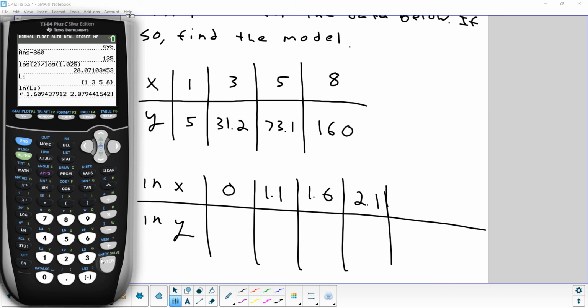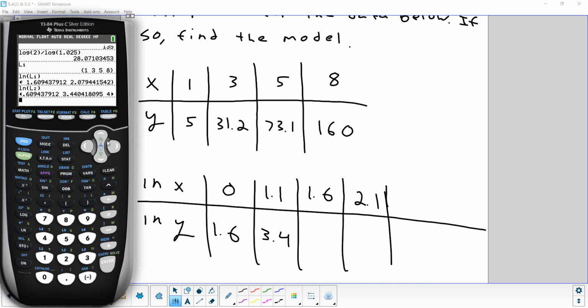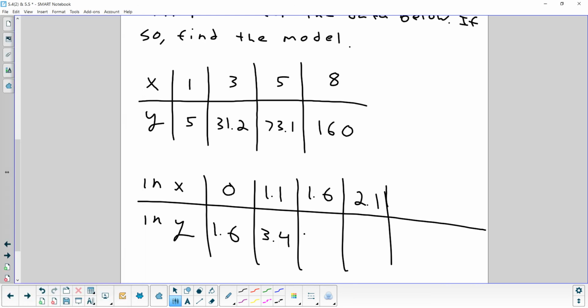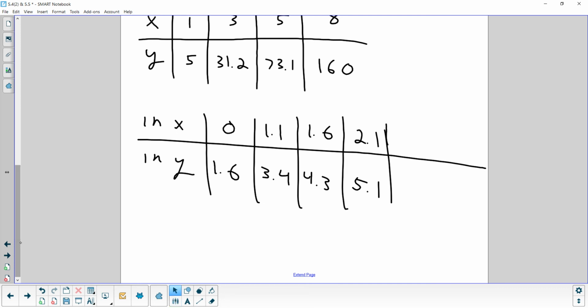But I used L2. So we get 1.6, 3.4, 4.3 and 5.1. Now, you've taken the natural log of everything in the table, plot that on regular graph paper, and see if it looks like they are in a straight line. If they are, then we'll go ahead and write down the power model, which is easy now that we have all the data typed in. We just have to press a couple buttons.